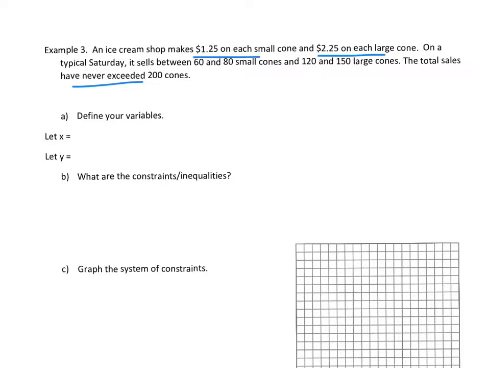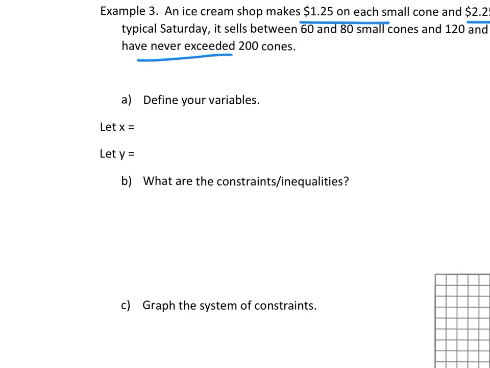So my variables. Even though it doesn't have a question up here, let's look at the bottom. The question at the very end is how many of each type of cone. So we're going to let X be the small cone, and then Y be the large cone.